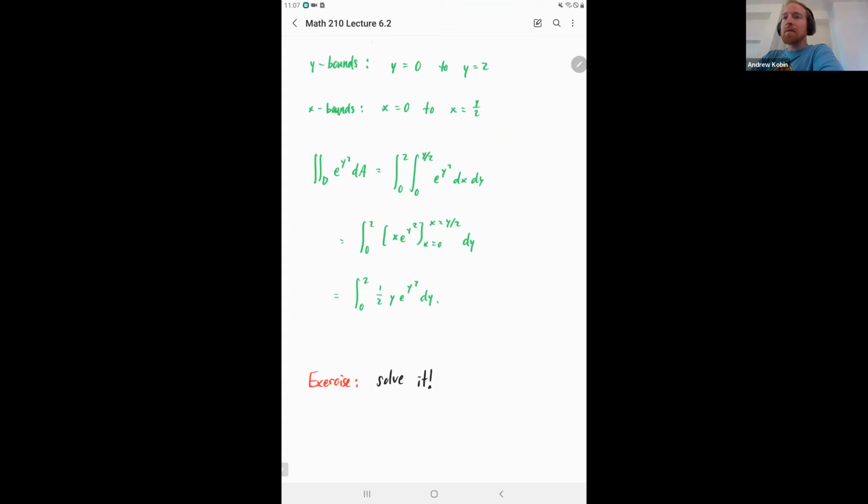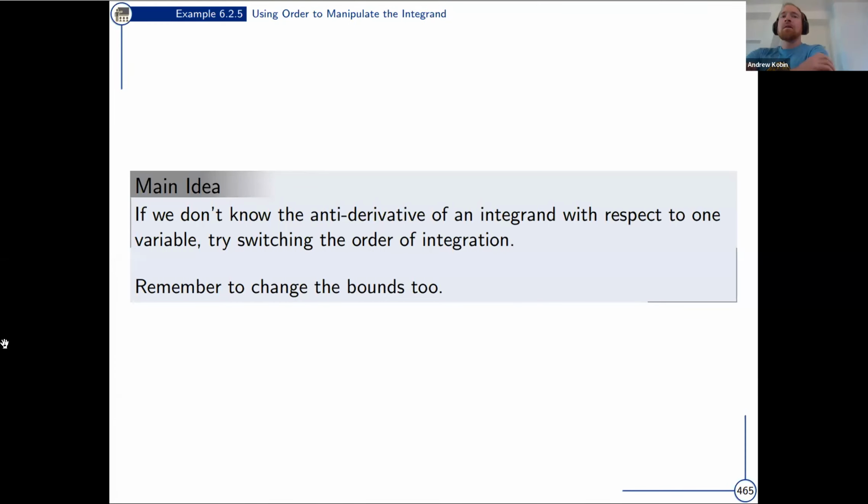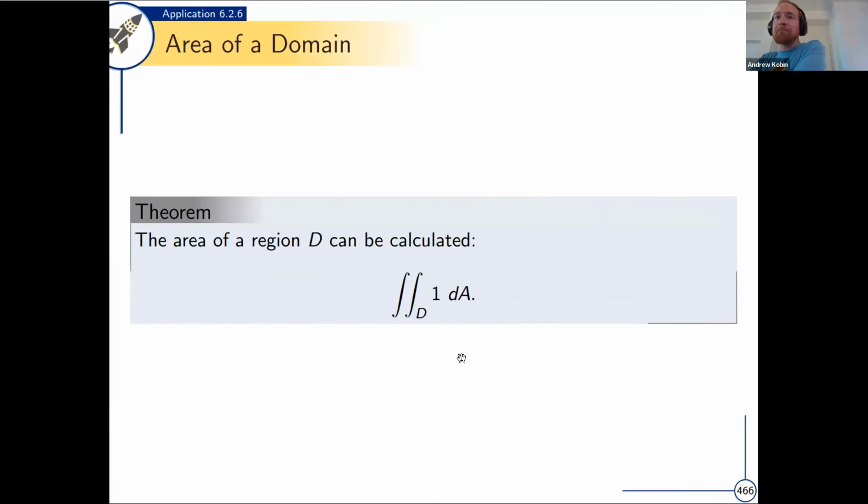Let's wrap things up with a couple closing comments. So this is just a recap of what we learned in the last problem. If you don't know the antiderivative of a particular integrand with respect to one variable, then you'll need to switch the order of integration. And the key takeaway is really we need to remember to change the bounds too. If the iterated integral is given to you with bounds already in place, you'll need to draw the region and refigure out the new bounds in the opposite order so that the inner bounds involve functions and the outer bounds are constants with respect to the outer variable. And this is really the thing that can trip people up on most of these problems, especially as you're learning.